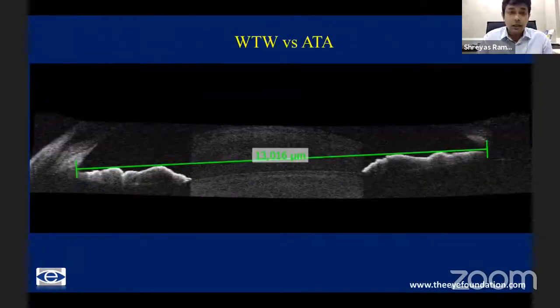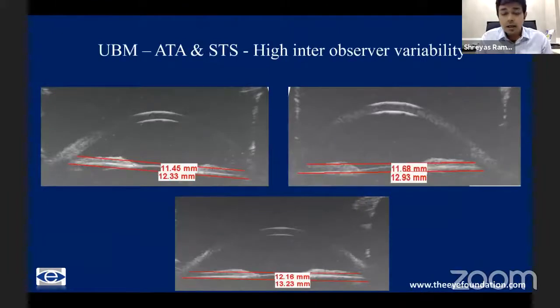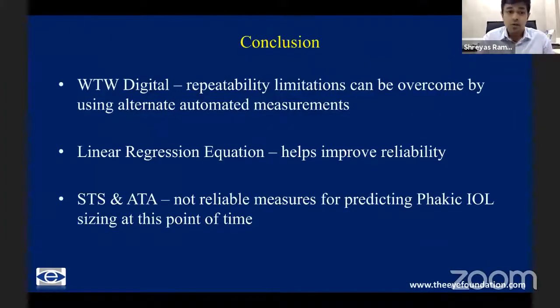We also tried to look at the white to white and angle to angle, but suffice to say, even after using regression equations, it was not a predictability factor. The R value was very low, and the R square value is very low, and we did not find it conclusive.